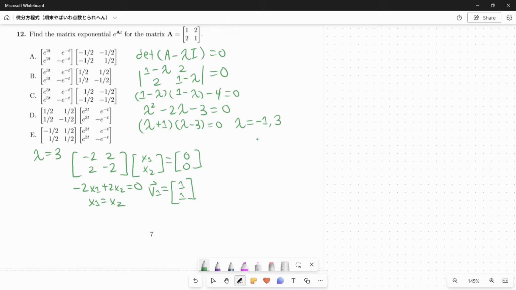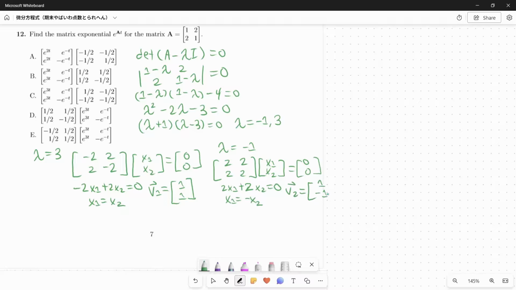And then for the second case, lambda equals negative 1, we rinse and repeat the same process of plugging the values into this matrix and running through this process again. We end up with a matrix of 2, 2, 2, and 2, multiplied by x sub 1 and x sub 2, equal to 0 and 0. Setting up an equation, we end up with 2x sub 1 plus 2x sub 2 equal to 0. Simplifying this down, we end up with x sub 1 is equal to negative x sub 2, and we can come up with a corresponding eigenvector. I'll just use 1 and negative 1.